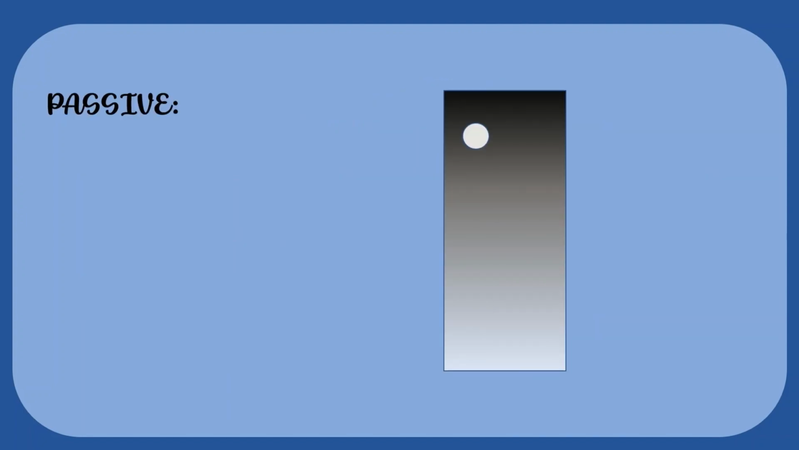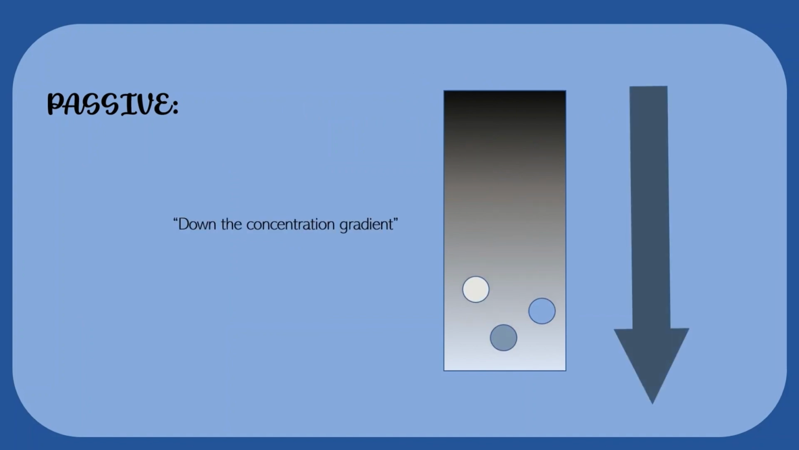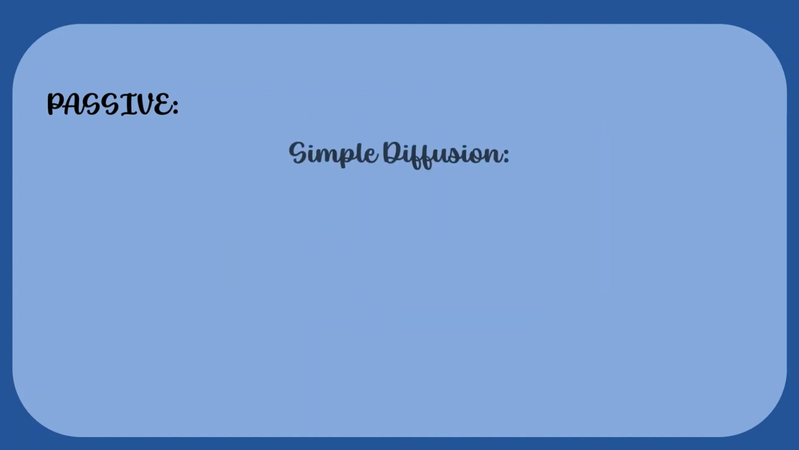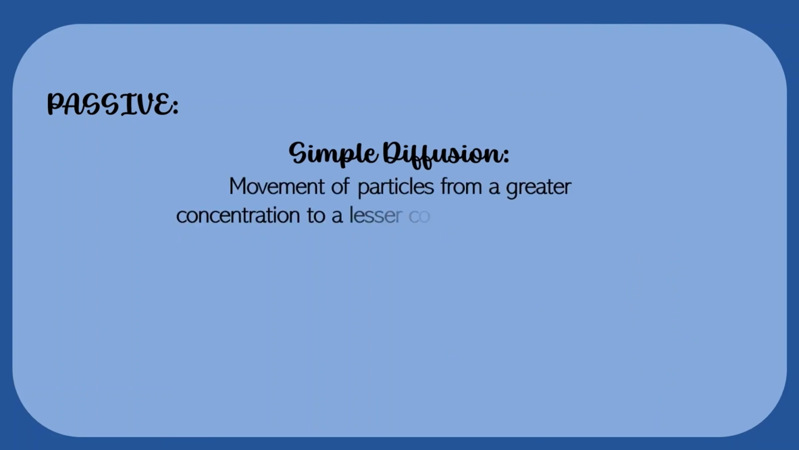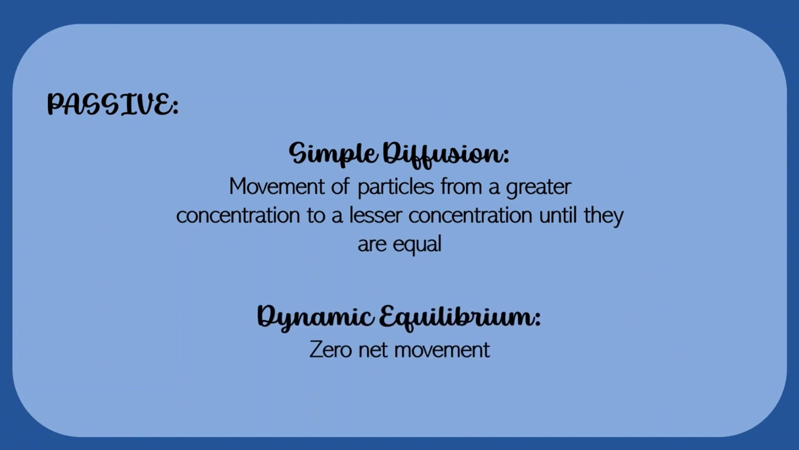Passive transport is the opposite of active. Particles move down the concentration gradient. Simple diffusion is a type of passive transport. Simple diffusion is a movement of particles from a greater concentration to a lesser concentration until they're equal, or you could say until they reach dynamic equilibrium, which is zero net movement.